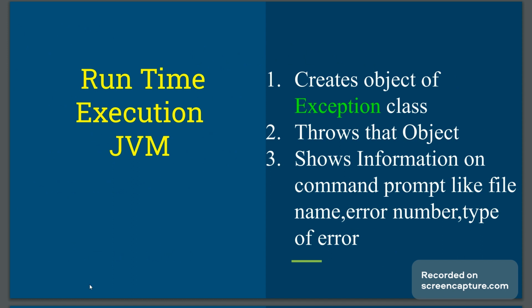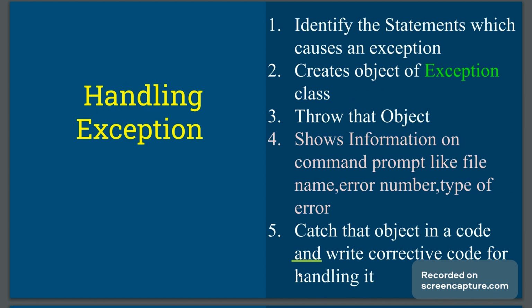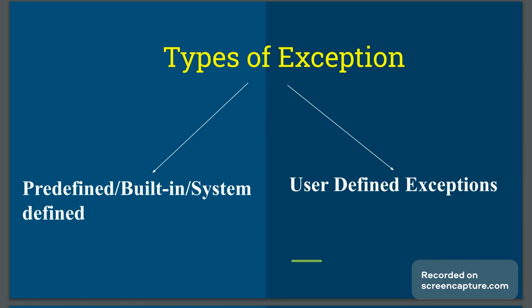Now at runtime, the JVM, that is Java Virtual Machine, or the interpreter, creates an object of exception class and throws that object, so that we get the information on the command prompt. For handling exception, we have to catch that object thrown by the JVM, and we have to write the corrective code for handling it in the program itself.